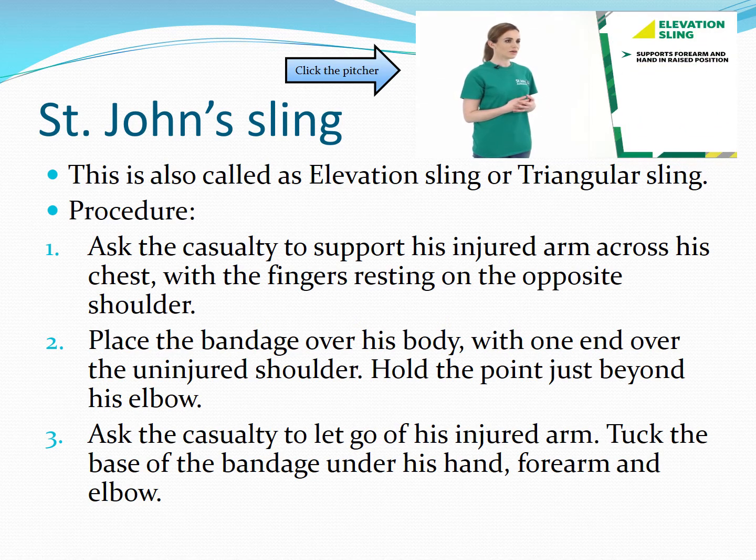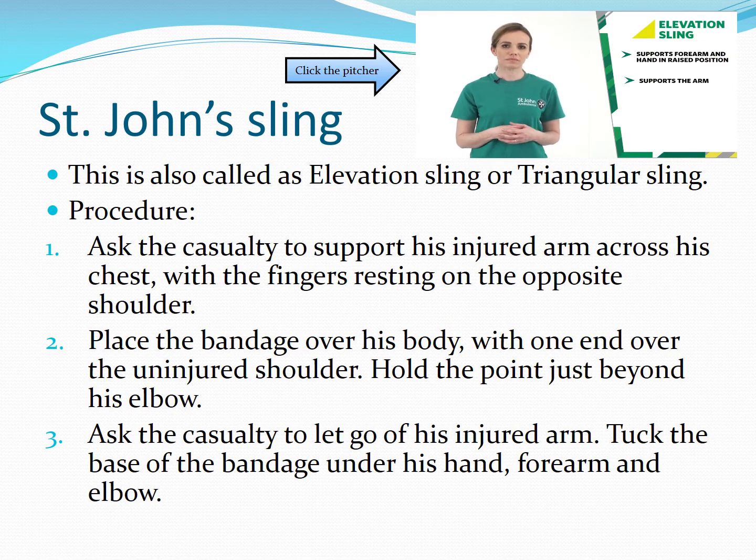An elevation sling holds the arm in a raised position with the fingertips touching the shoulder. It can help support the arm. It can also help control bleeding from the hand or the arm and also help to reduce swelling.